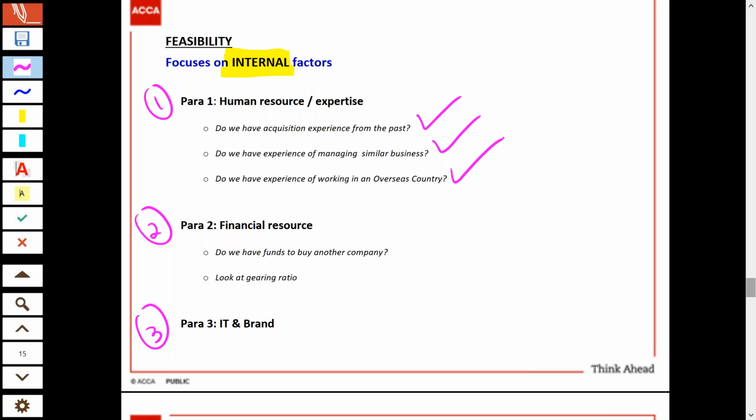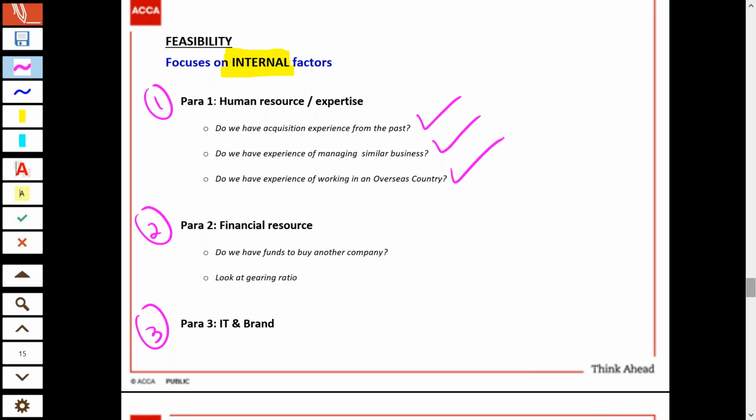The second paragraph would be, do we have experience of managing similar business? This generally would be answered in yes, because normally companies don't shift industries. They want to continue with the industry which they have experience in, but sometimes they might diversify a little. So you must talk about whether they have experience of running that business. And the third thing which you need to talk about under human resources: do we have experience of working in an overseas country? So you answer these 3 little questions and your human resource aspect will be covered.